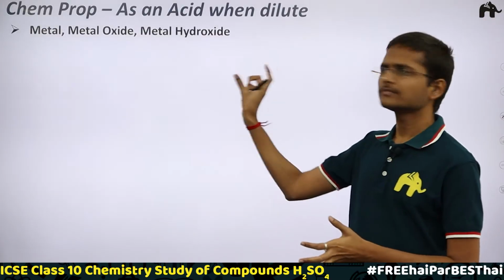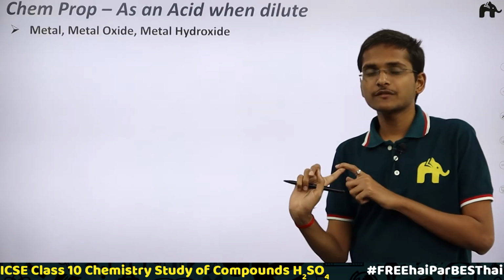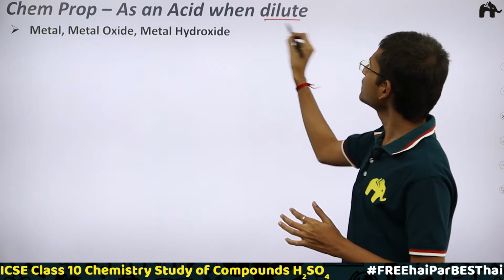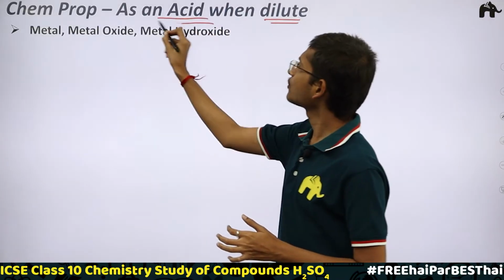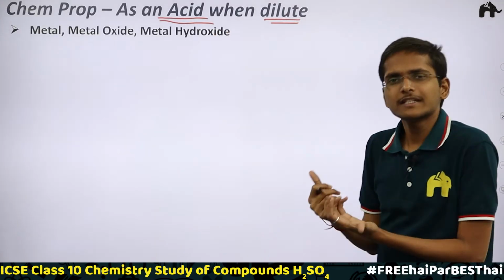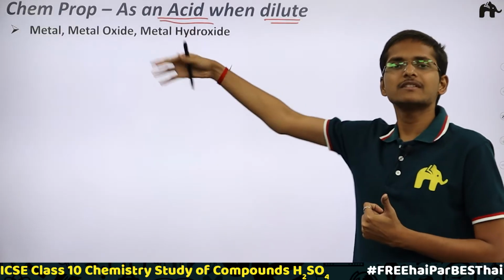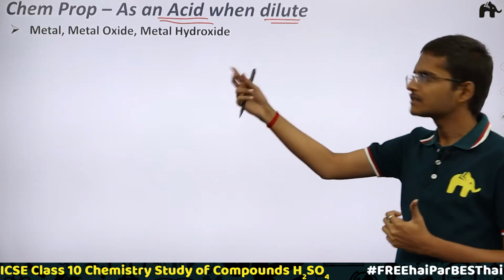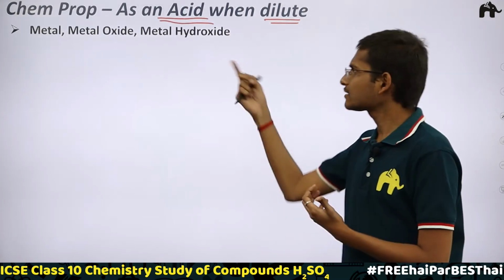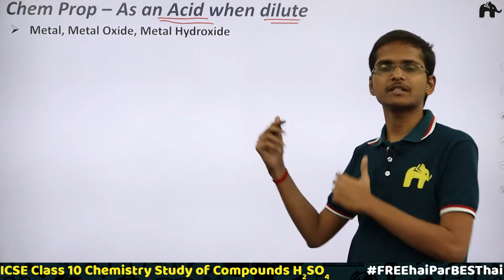Now let's move on to the chemical properties of sulfuric acid, the dilute sulfuric acid first. Our dilute sulfuric acid behaves as an acid. When it behaves as an acid, it reacts with metal oxides, metal hydroxides, as well as metals. We're also going to see other compounds with which it reacts: metal bicarbonates, metal carbonates, metal sulfides as well.